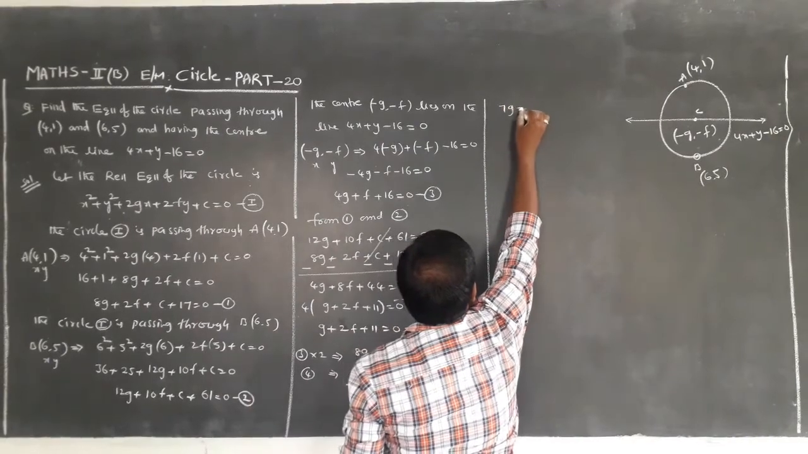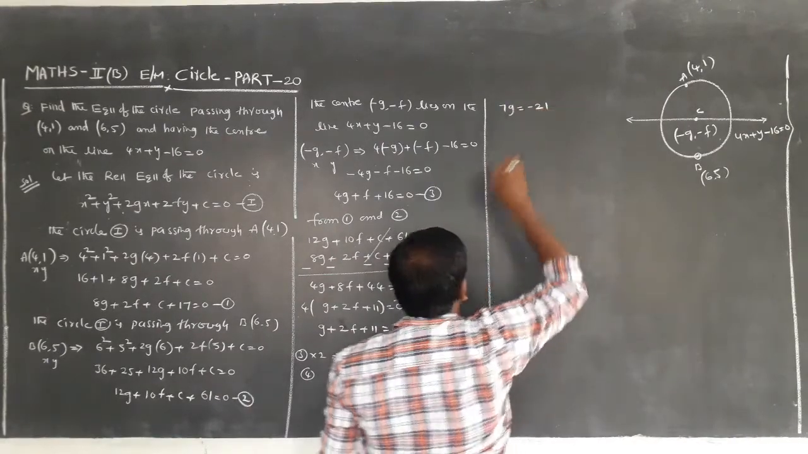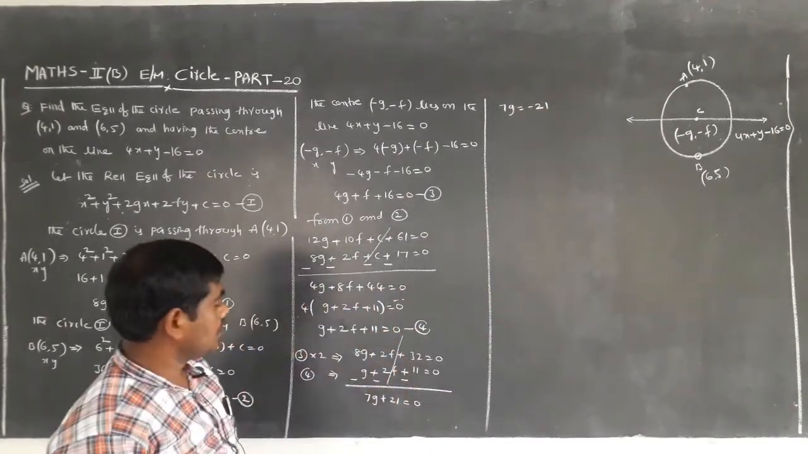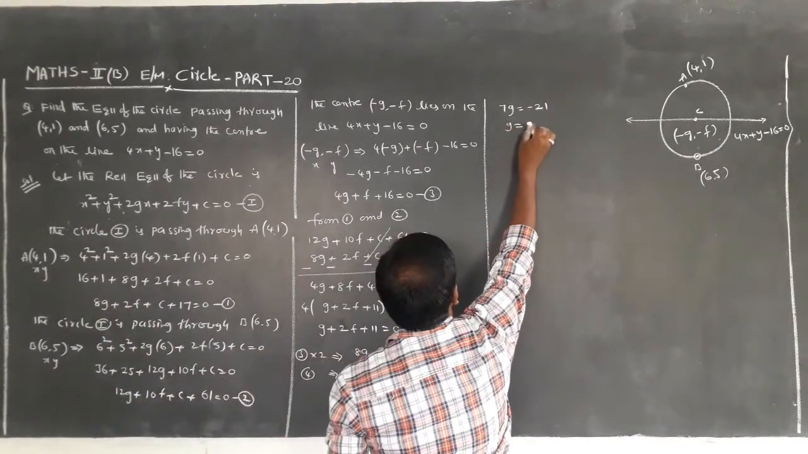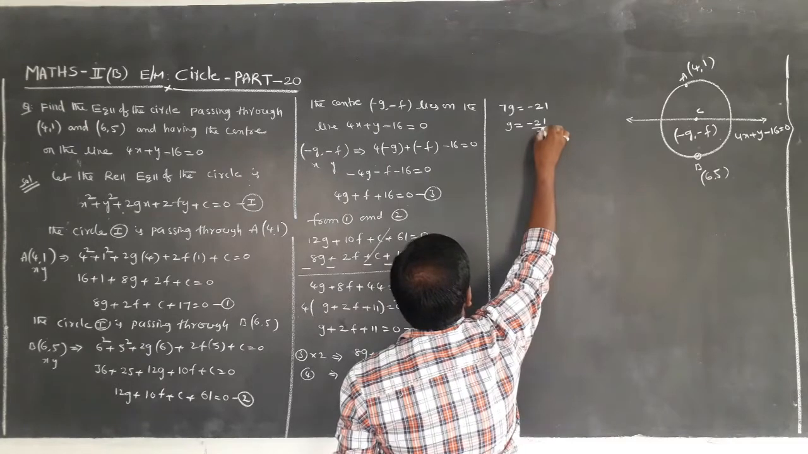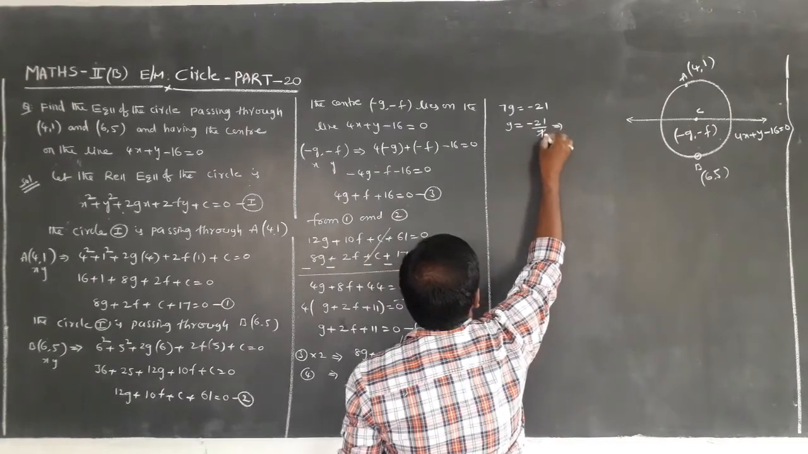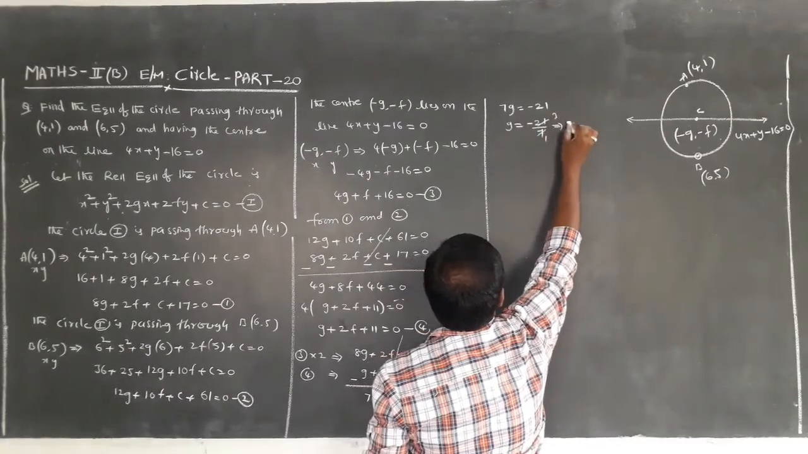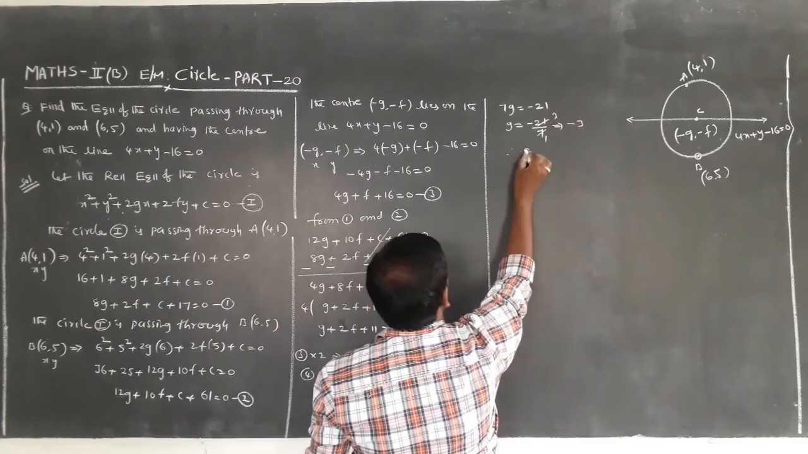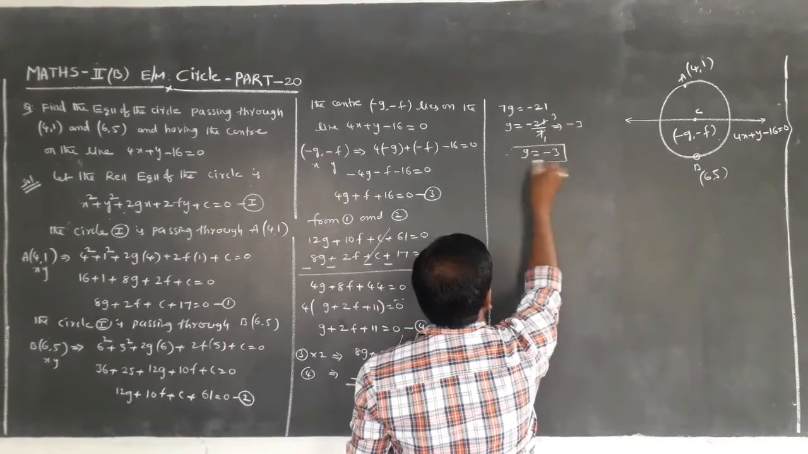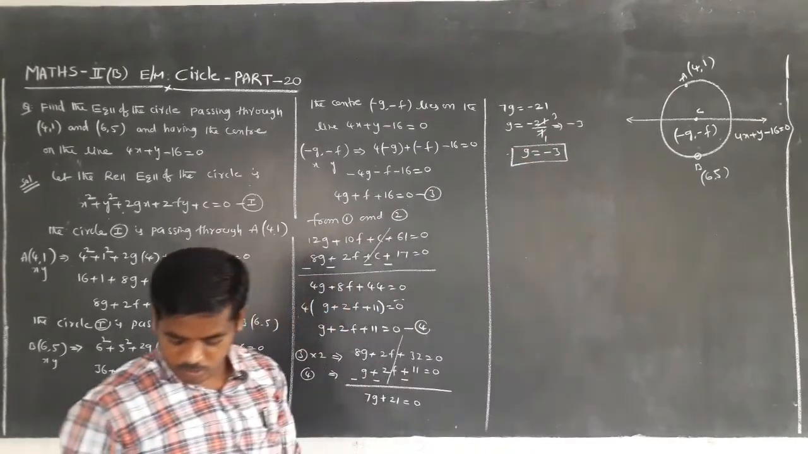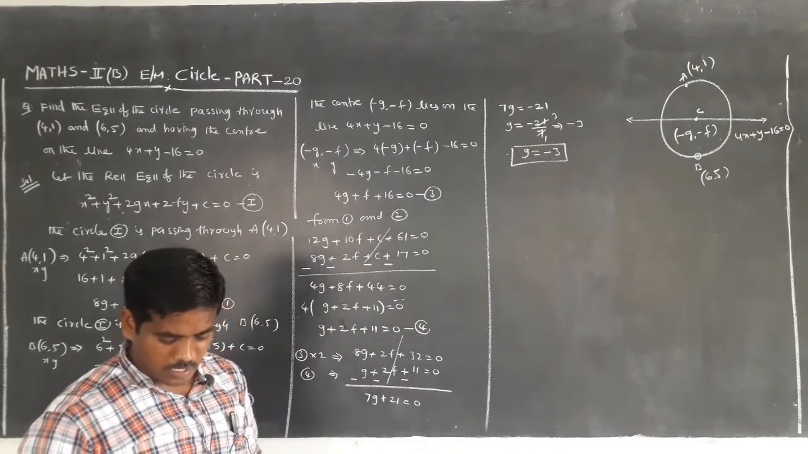7g plus 21 is equal to 0, means 7g is equal to minus 21. g is equal to minus 21 by 7. 7 1s are 7, 7 3s are 21. Therefore, g is equal to minus 3.